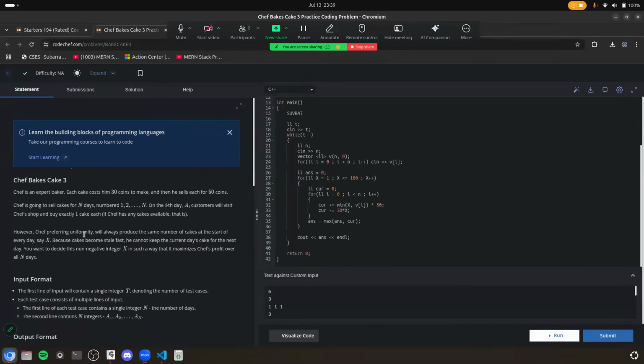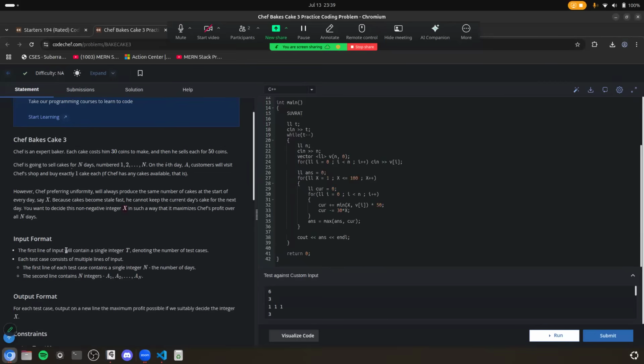However, chef, preferring uniformity, will always produce the same number of cakes at the start of every day, say X, because cakes become stale fast. He cannot keep the current day's cakes for the next day, and you want to decide this non-negative integer X in such a way that it maximizes chef's profit over all n days.